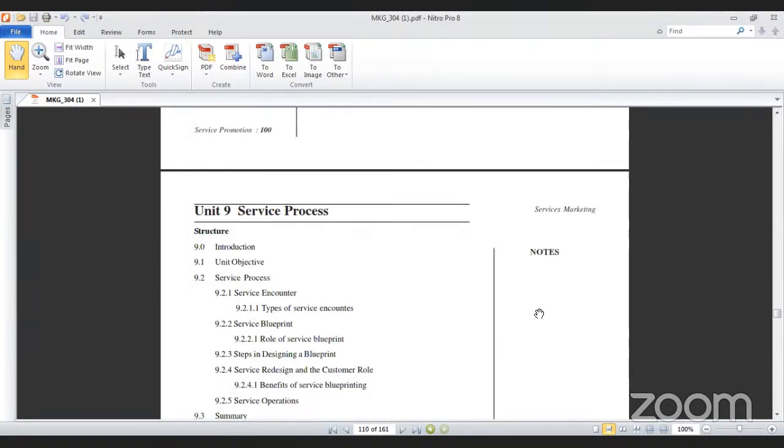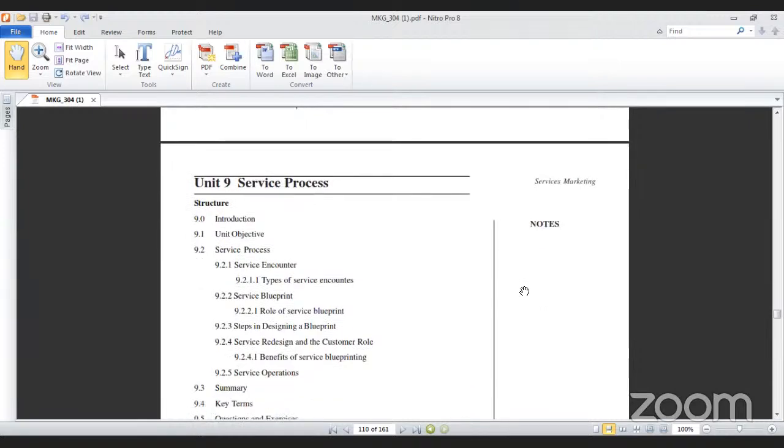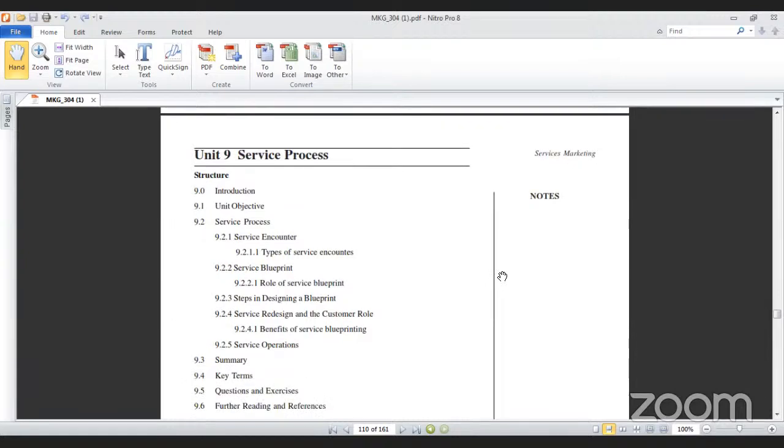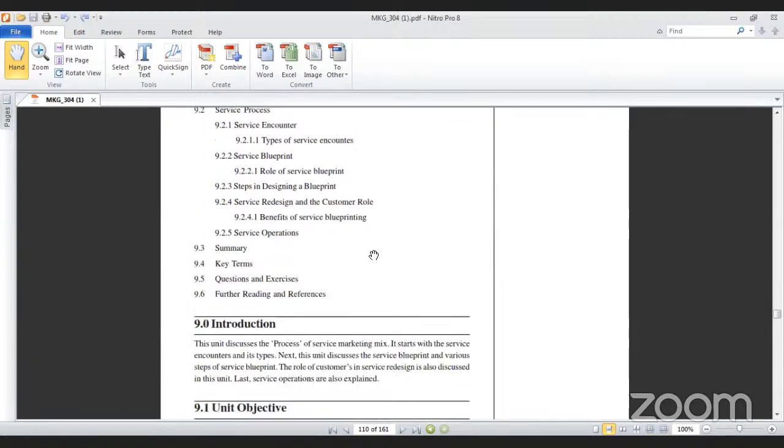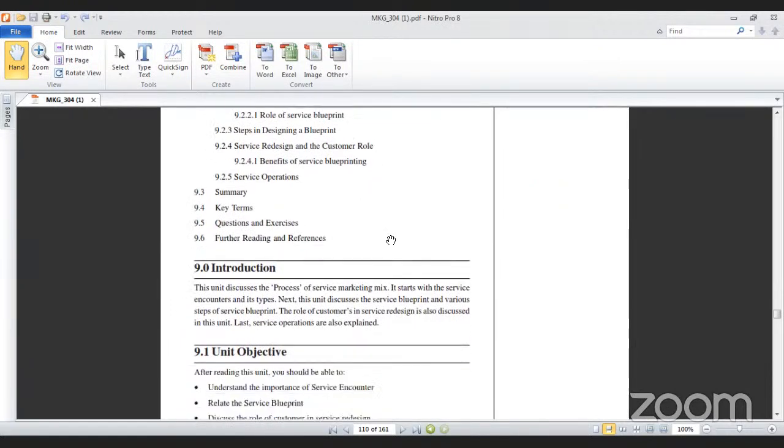Today we'll discuss the service process. What is meant by service process? Types of service encounters, the service counter, the service design, and the customer's role, benefits of service blueprinting.